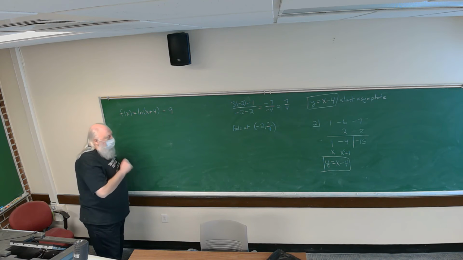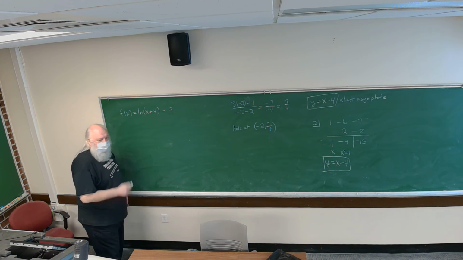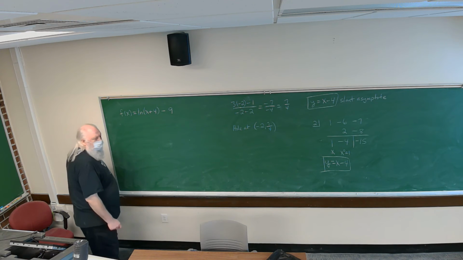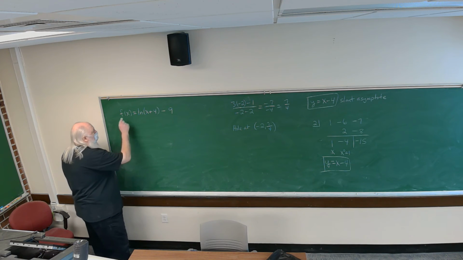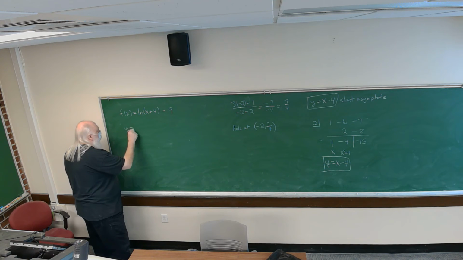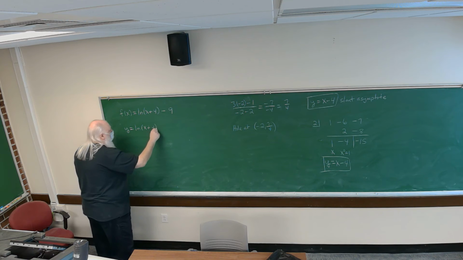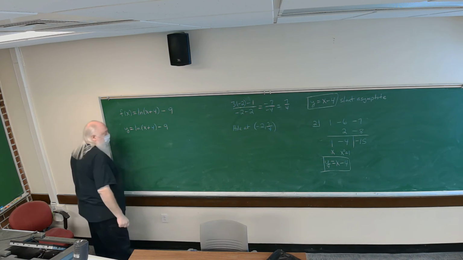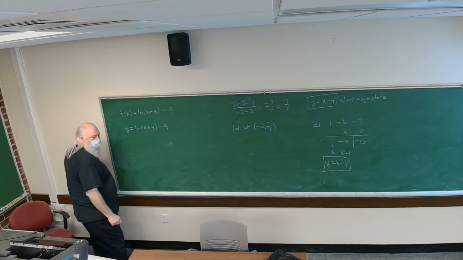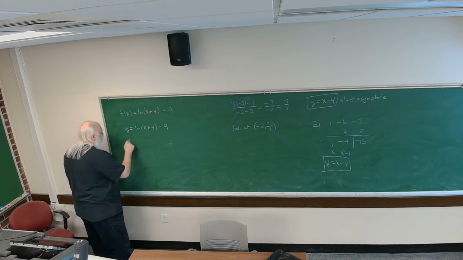And there are 4 steps, the same 4 steps in finding the inverse function of a one-to-one function. What's step number 1? I'm not sure. Replace f of x with y. What's step number 2? Switch x and y.